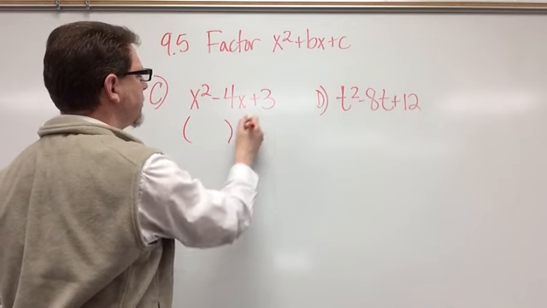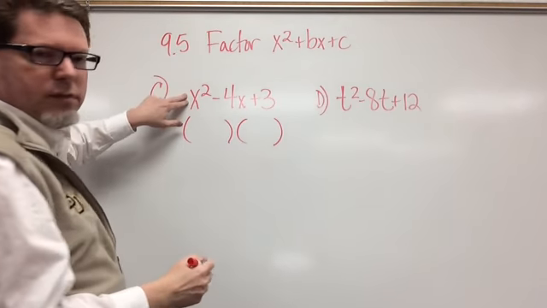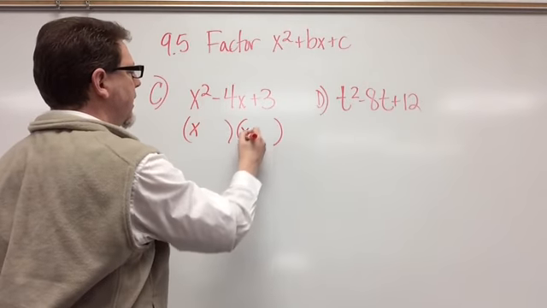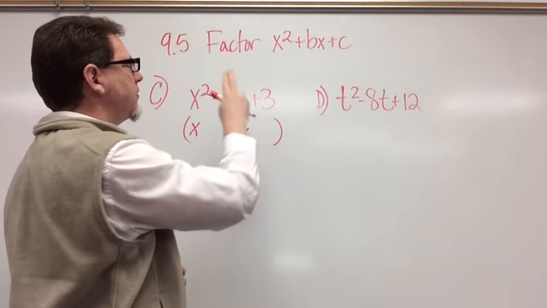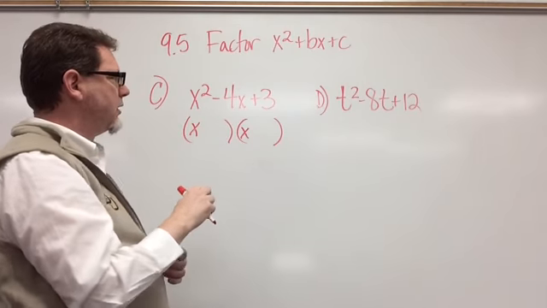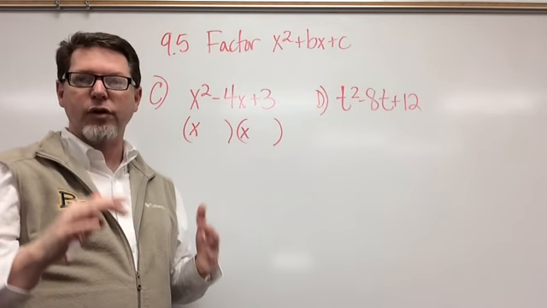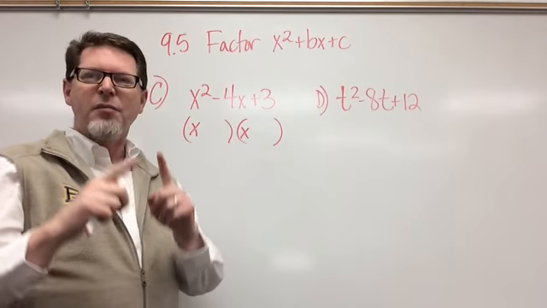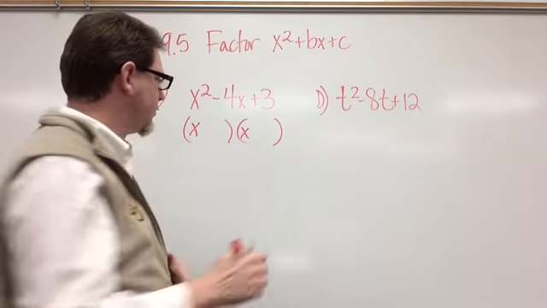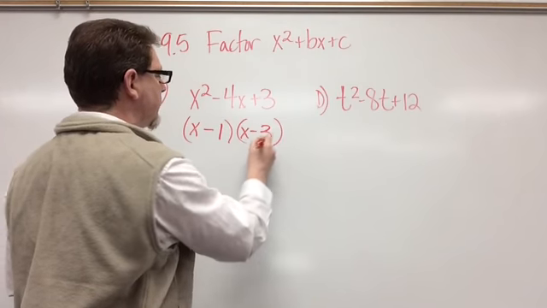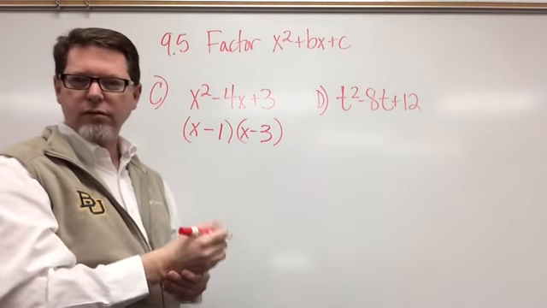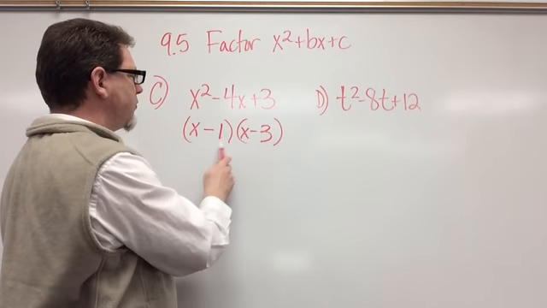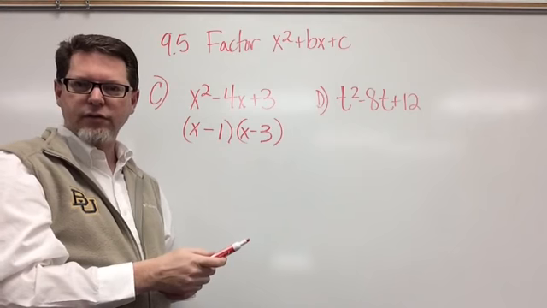So I'm going to still come up with two factors. First of all, what times itself equals x squared? That would be x. And give me two factors of 3 that add up to negative 4. Well, the only two factors of 3 are 1 and 3. Well, I know 1 plus 3 equals 4, so negative 1 plus negative 3 equals negative 4, so it would be negative 1 and negative 3, which would be the solution. Because negative 1 times negative 3 is positive, and negative 1 plus negative 3 is negative 4.